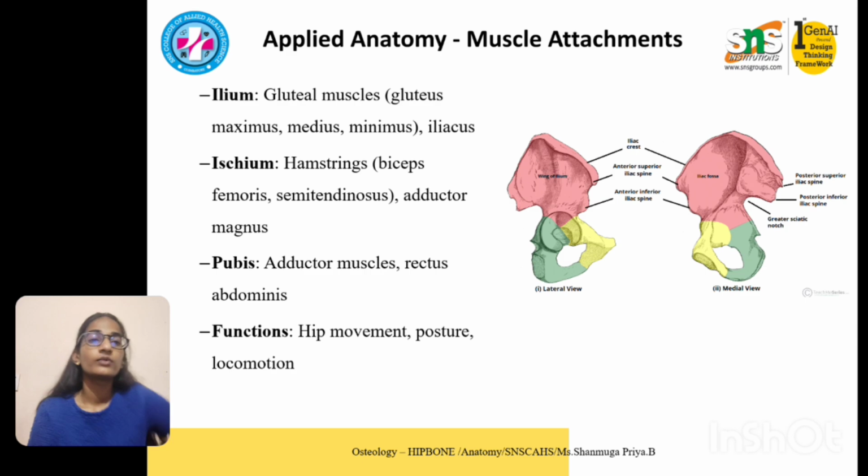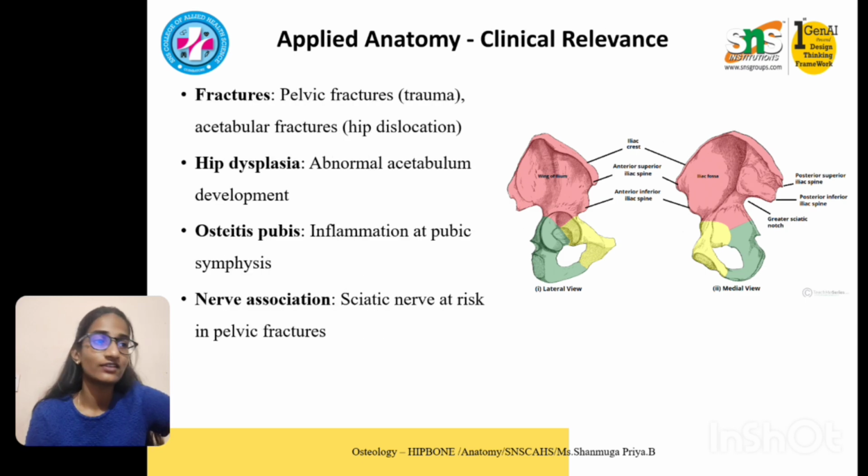And then we are just going to see the clinical relevance. So clinically, the hip bone is prone to fractures such as pelvic fractures from high impact trauma or acetabular fractures often associated with hip dislocations. And also hip dysplasia involves abnormal development of the acetabulum leading to instability.